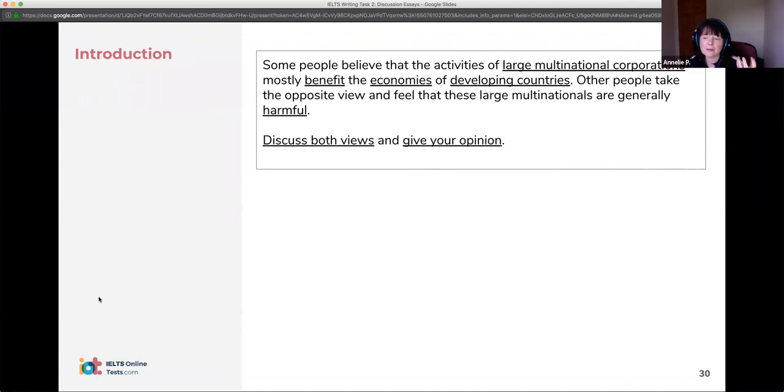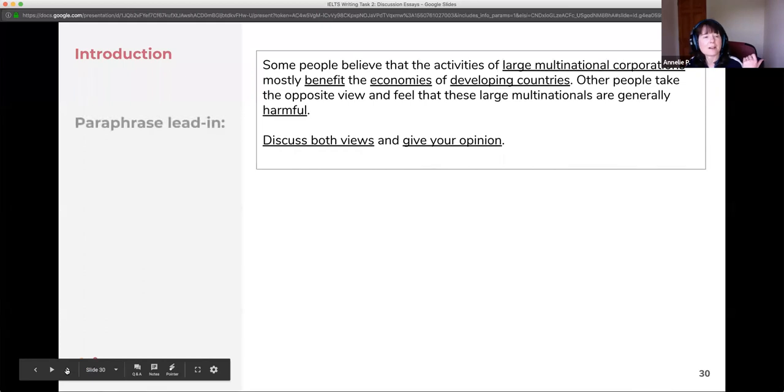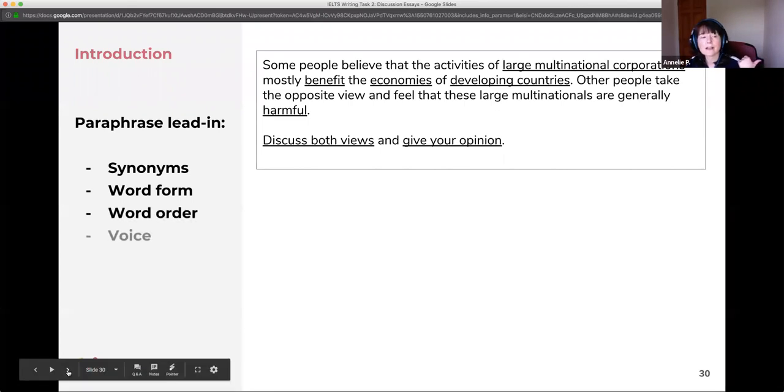How else can you paraphrase? Okay, very good, Atta, you can change the word order. Very good, Aisha, you can change the word formation, so a verb to a noun, something like that. Okay, also very good, Del, active to passive, or passive to active. Okay, very good. Okay, so we have synonyms, we have word form, we have word order, and we have voice. Yes, Shahai, you could also, for example, use the gerund form, okay?